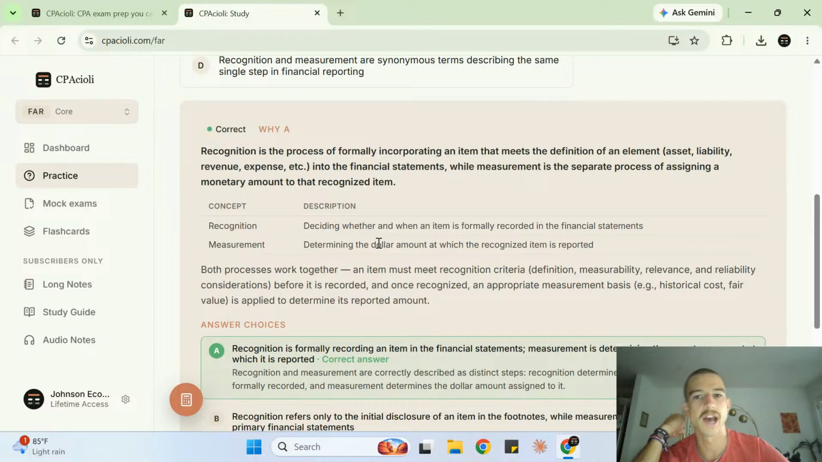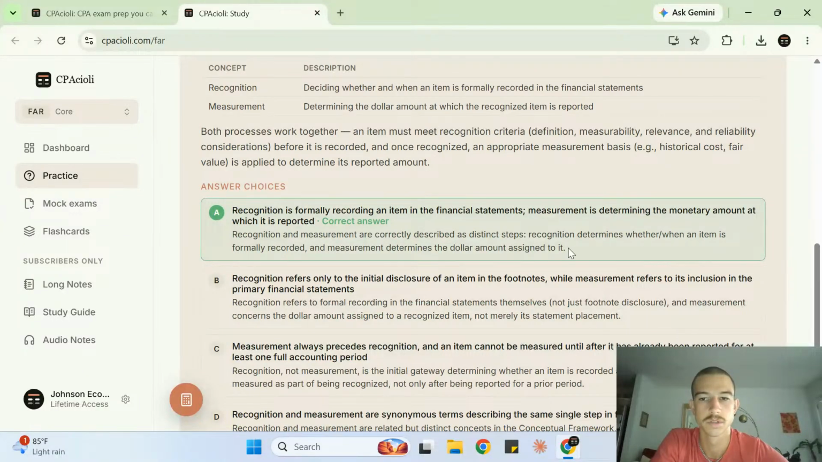Recognition is the process of formally incorporating an item that meets the definition of an element into the financial statements, while measurement is a separate process of assigning a monetary amount to that recognized item. Cool.